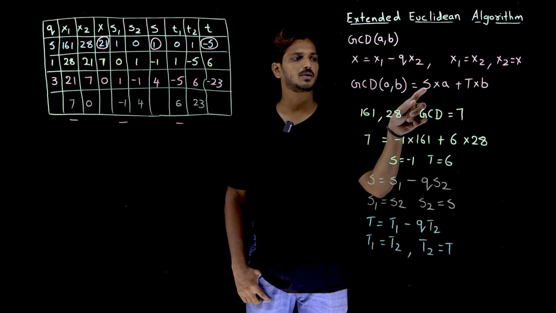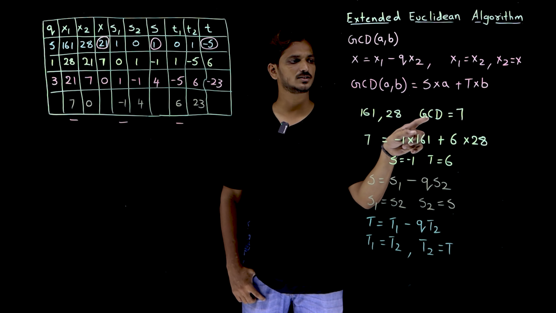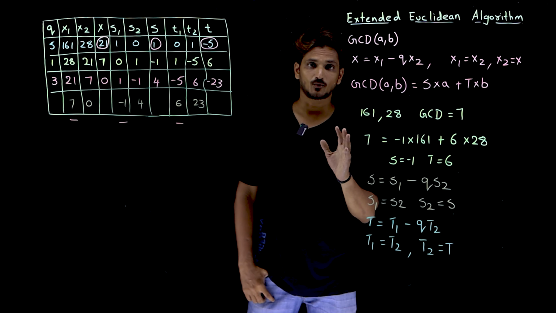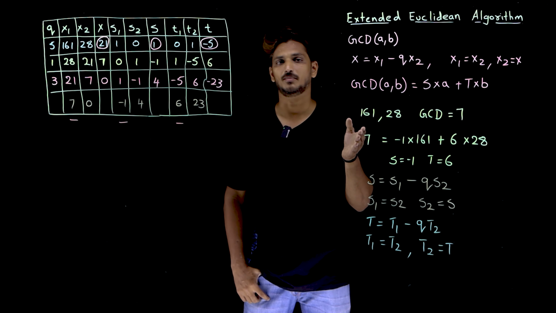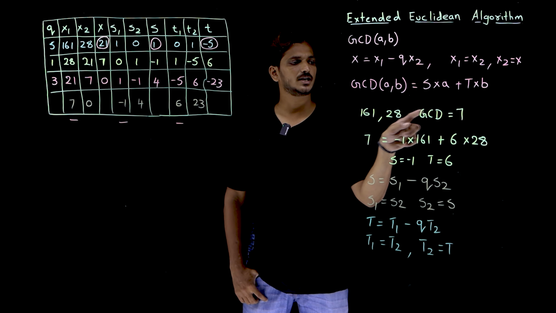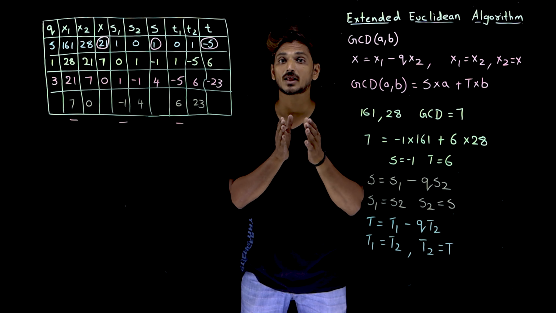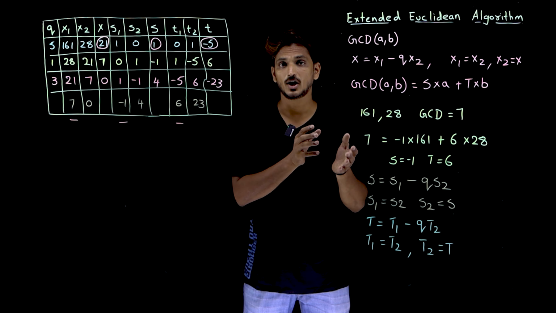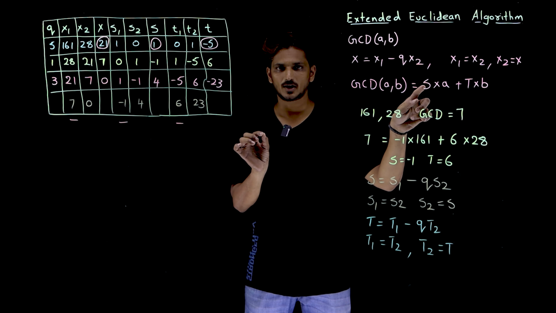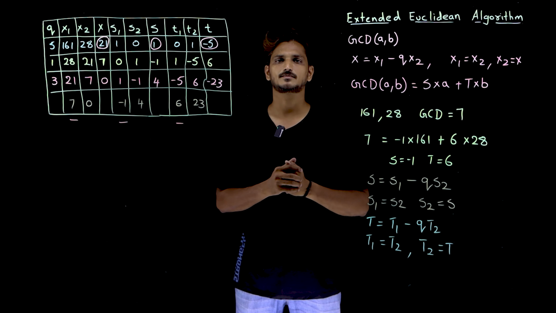So now let's take an example, 161 comma 28. What is the GCD value? 7. Similarly, now let's try to understand what the extended Euclidean algorithm means. GCD of A comma B, that is 161 comma 28, is 7. 7 can be written in the form of A and B: A multiplied by some constant, which we call S, and B multiplied by some constant, which we call T.